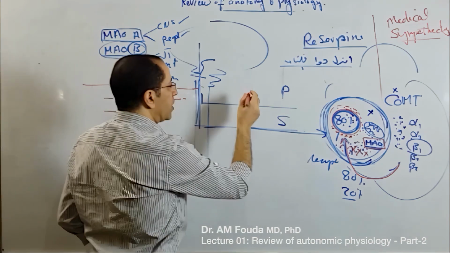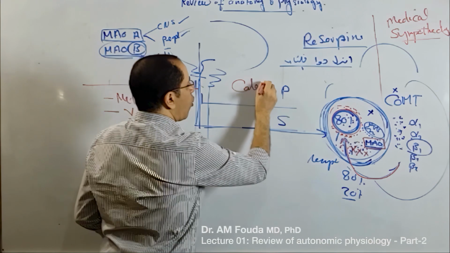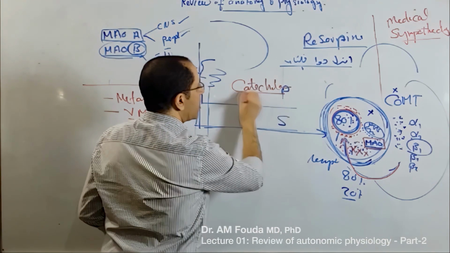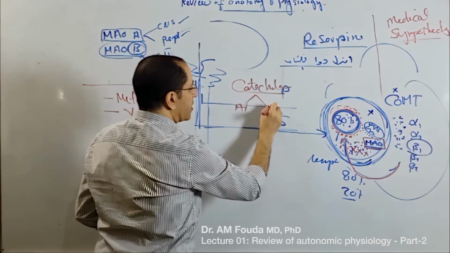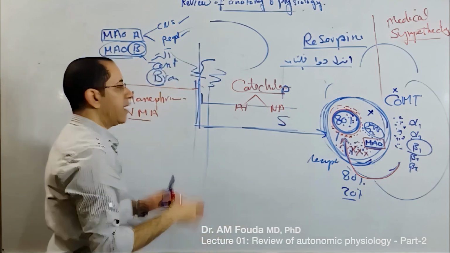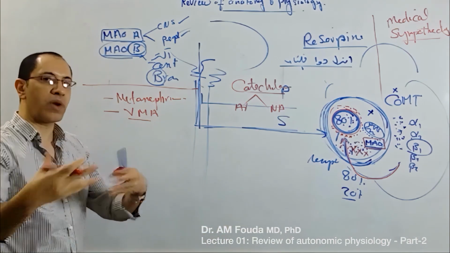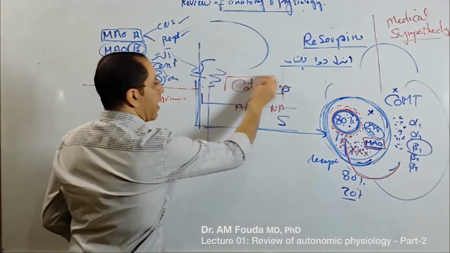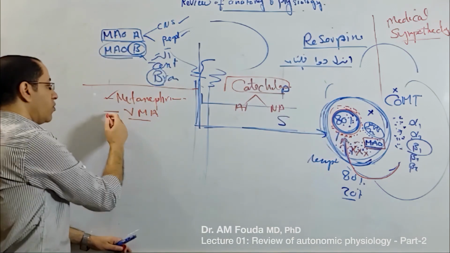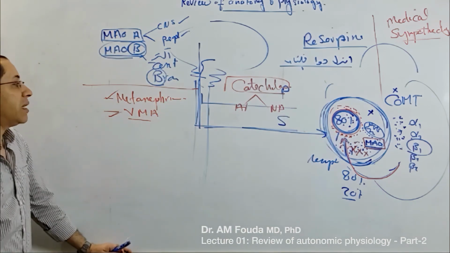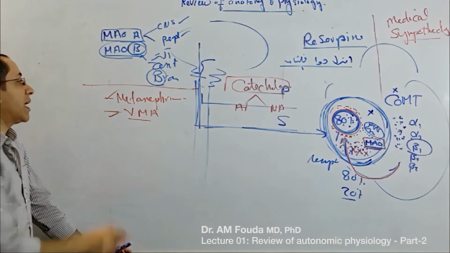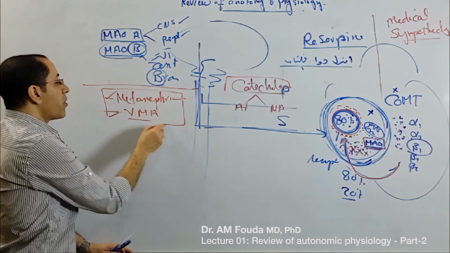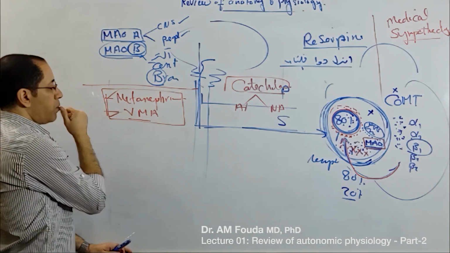Remember that catecholamines are amines involving adrenaline, noradrenaline, and others, but it mostly refers to adrenaline and noradrenaline. The result of metabolism of catecholamines are metanephrine and vanillyl mandelic acid. We need to understand this as we have many diseases that can be diagnosed by these two metabolites.